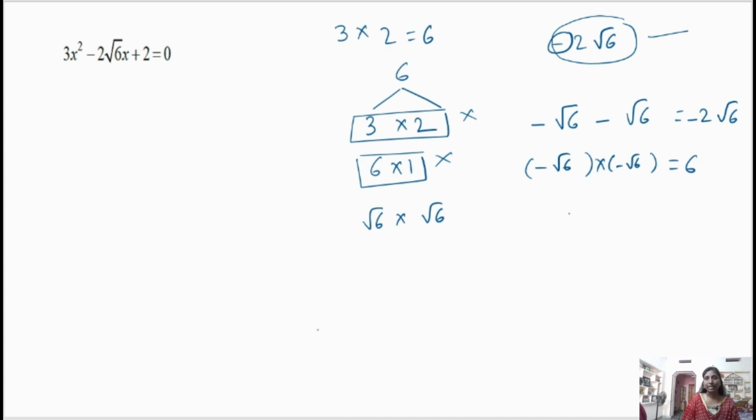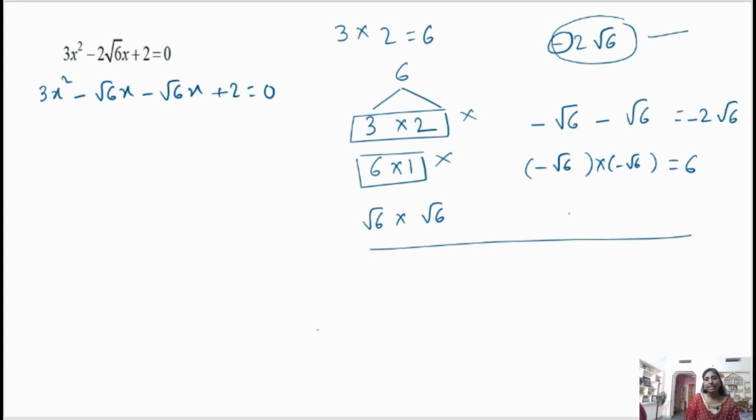Now it means we have to split it in this way. 3x square minus root 6x minus root 6x plus 2 is equal to 0.